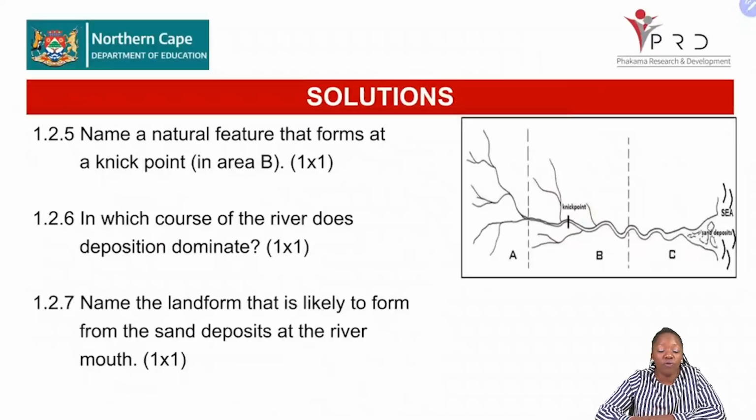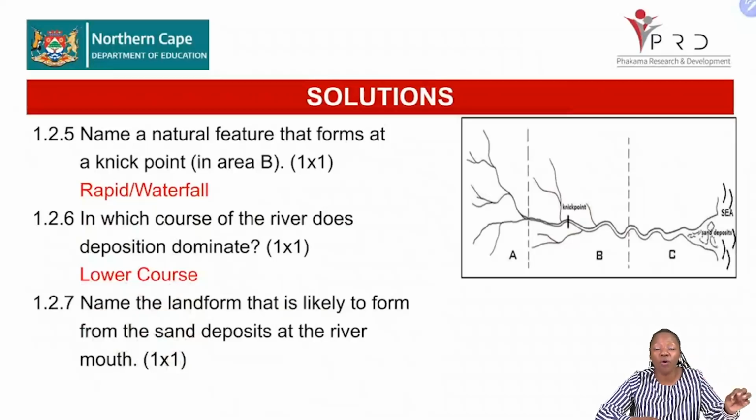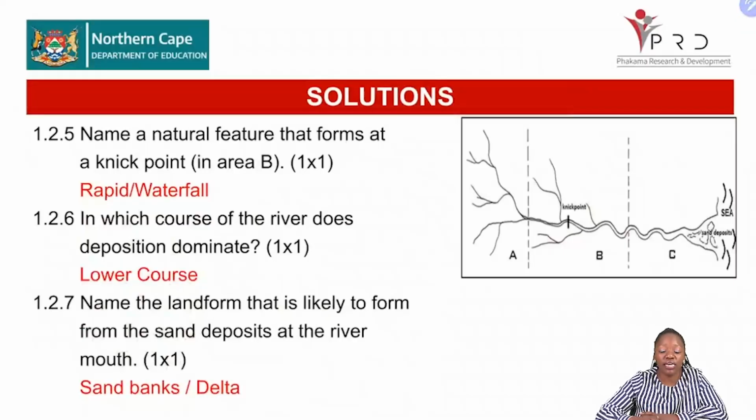Then your 1.2.5, you name the natural feature that forms at a midpoint in area B. Remember, that will be your rapids or your waterfall. Then your 1.2.6, in which course of the river does deposition dominate? Remember, deposition dominates in the lower course, because in the upper course and middle course, the river is still eroding and transporting, and then depositing in the lower course. Then your 1.2.7, name the landform that is likely to form from the sand deposit at the river mouth. Remember, this is sand banks or a delta, because it's at the river mouth.